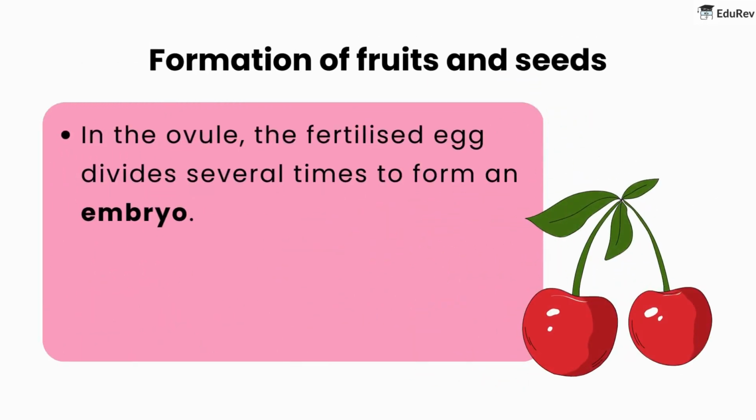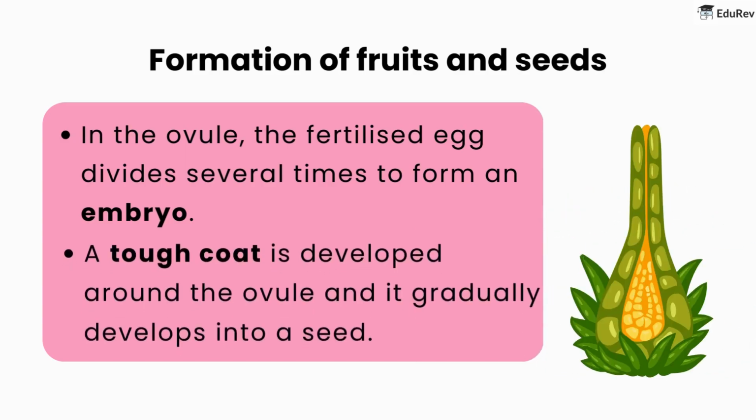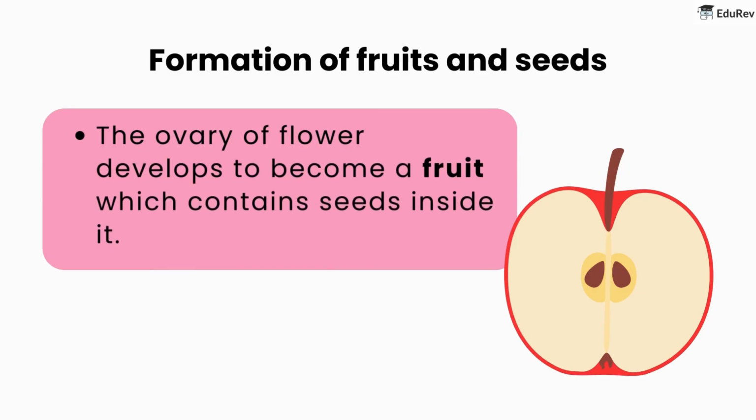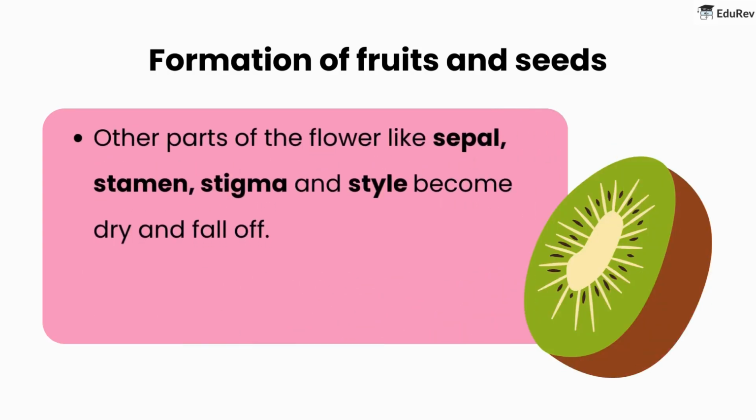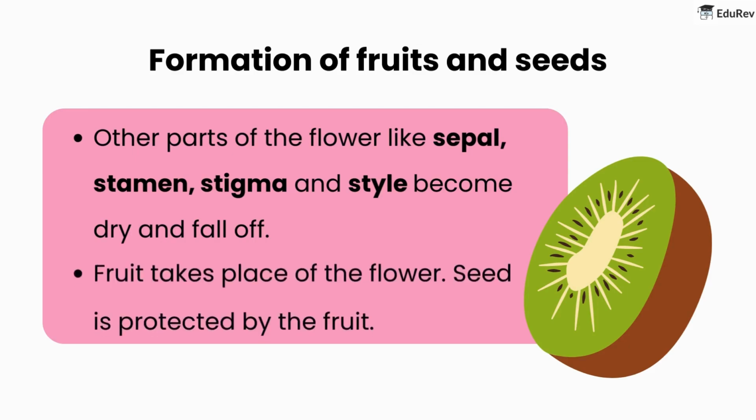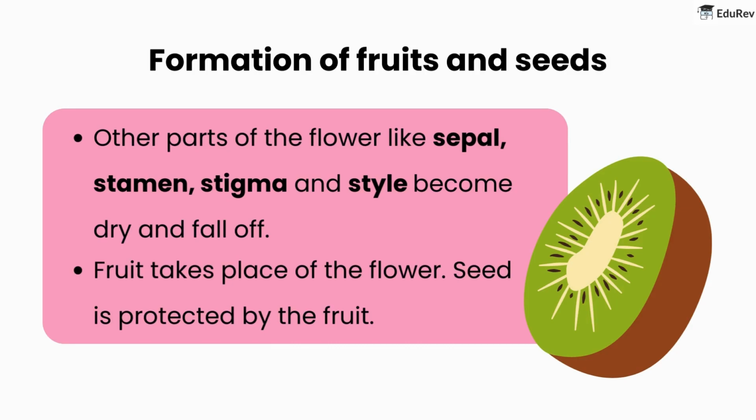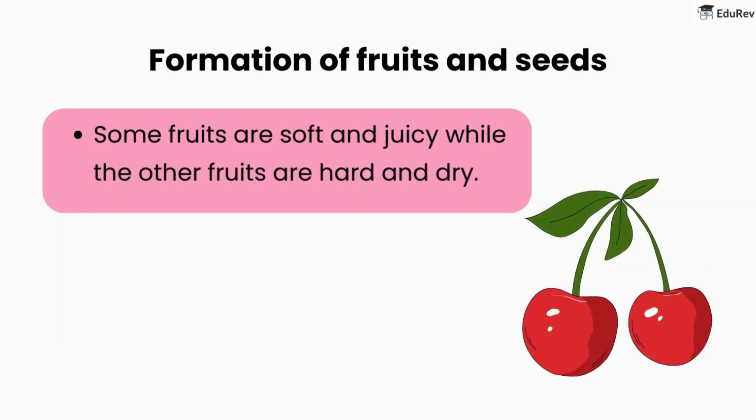Formation of fruits and seeds. In the ovule, the fertilized egg divides several times to form an embryo. A tough coat is developed around the ovule and it gradually develops into a seed. The ovary of the flower develops to become a fruit which contains seeds inside it. Other parts of the flower like sepal, stamen, stigma and style become dry and fall off. Fruit takes the place of the flower. The seed is protected by the fruit. Some fruits are soft and juicy, while other fruits are hard and dry.